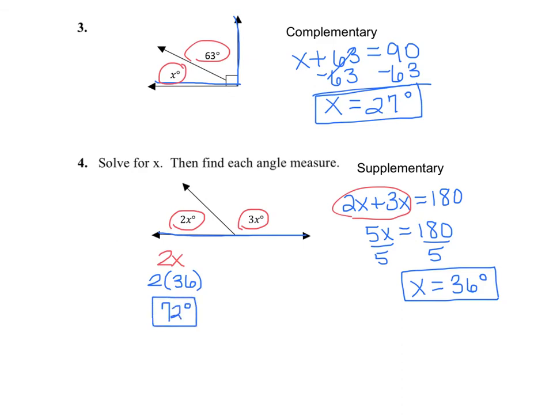We're going to do the same thing for the second angle. We have 3x. 3x is right here. We're going to plug in 36 for the x. So we have 3 times 36, because we're substituting 36 for x. 3 times 36 gives us 108 degrees. And that is your answer. So we have 3 answers here. We know that x equals 36. We know that 2x equals 72. And we know 3x is equal to 108 degrees.